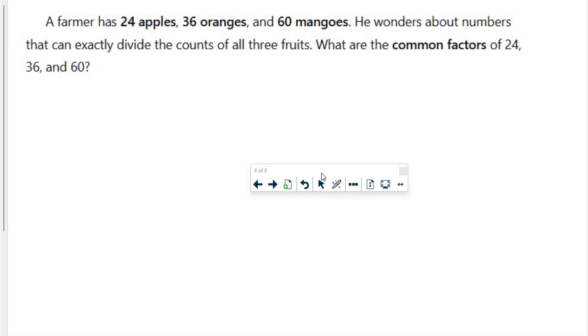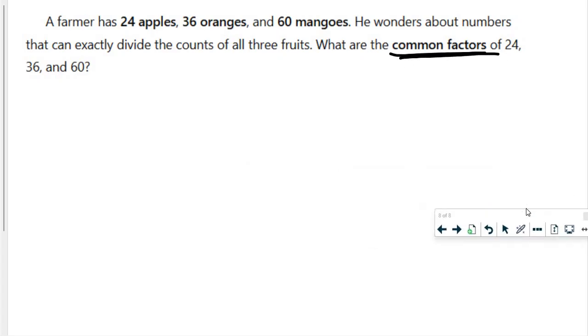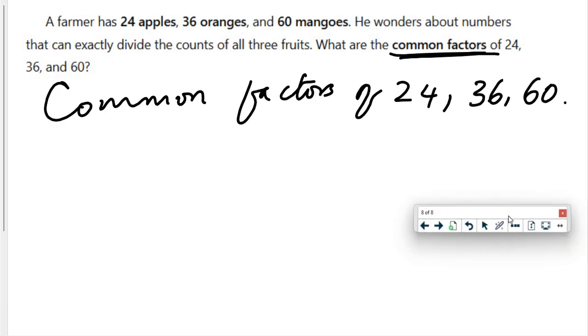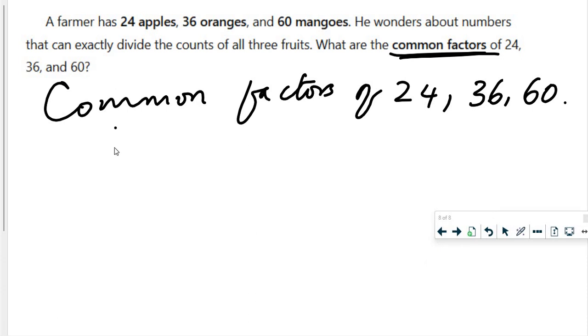A farmer has 24 apples, 36 oranges, and 60. So we have 24, 36, and 60. He wonders about numbers that can exactly divide the counts of all the 3 fruits. What are the common factors? Same question. Common factors of 24, 36, 60. You can pause this video and try this. But otherwise, let me start quickly.